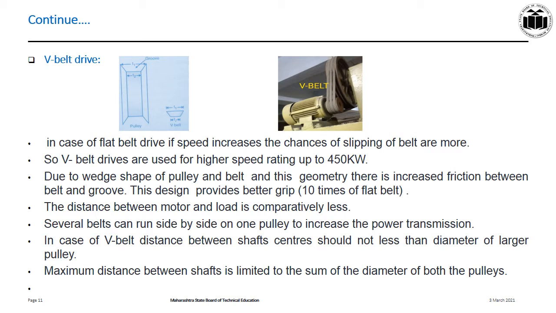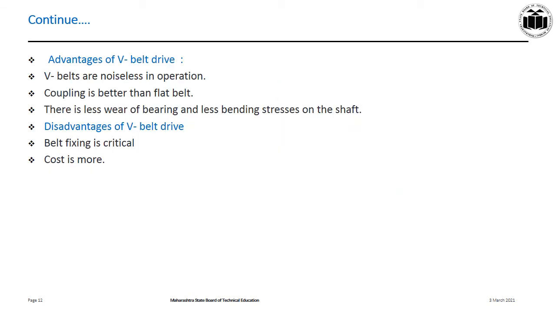In case of V-belt, distance between the shafts' center should not be less than the diameter of the larger pulley. This is to be taken in the mind. The maximum distance between the shafts is limited to the sum of the diameters of both the pulleys. Advantages of the V-belt drive are that they are quite noiseless in the operation. Coupling is better than the flat belt and less wear of the bearing and less bending stresses on the shaft. But they are the costlier one.